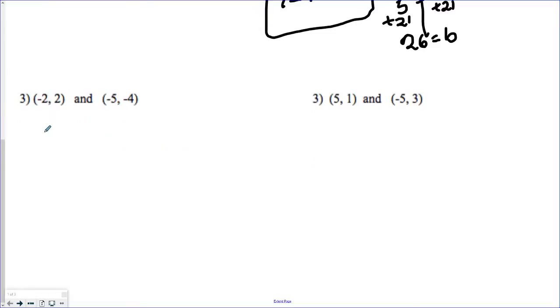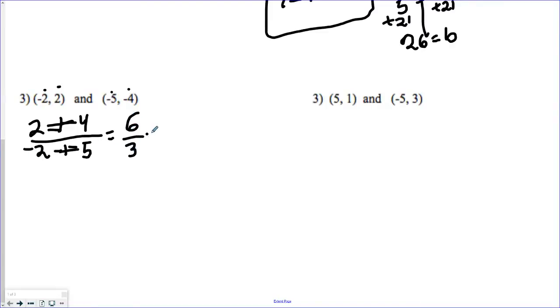Number 3, again, same idea, to find our slope first. So y and y, so 2 minus negative 4. X and x, so negative 2 minus negative 5. Remember, the double negatives make a positive, so plus there and plus there. So 2 plus 4 is 6, over negative 2 plus 5 is 3, and that just gives me a solid 2. So that's my slope. I don't have a shortcut here, so I have to go back to the long way.